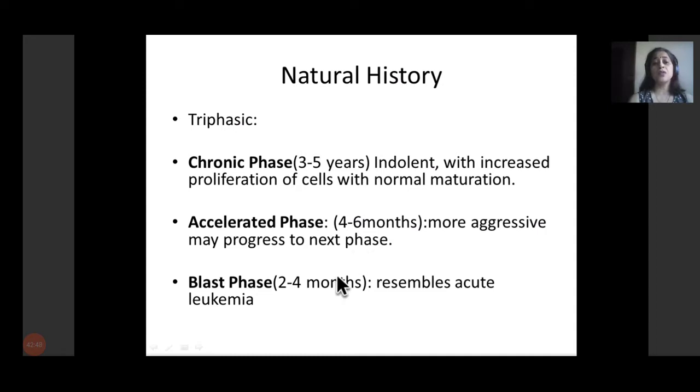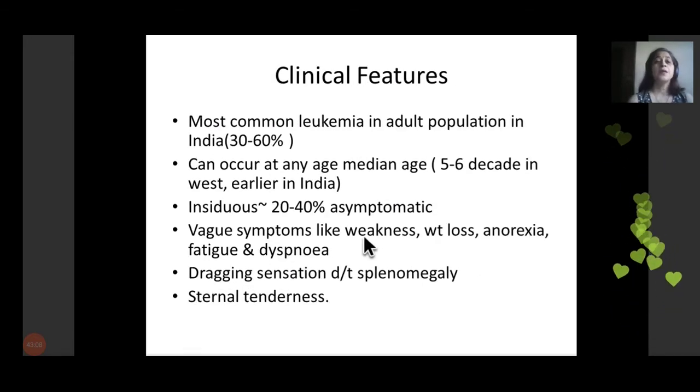It can progress to the next phase, that is the blast phase, which can happen within 2 to 4 months. That is, from the AP, it can become the blast phase within a transition period of 8 weeks to maybe 16 weeks, and it resembles acute leukemia because the blast percentage requirement is the same.